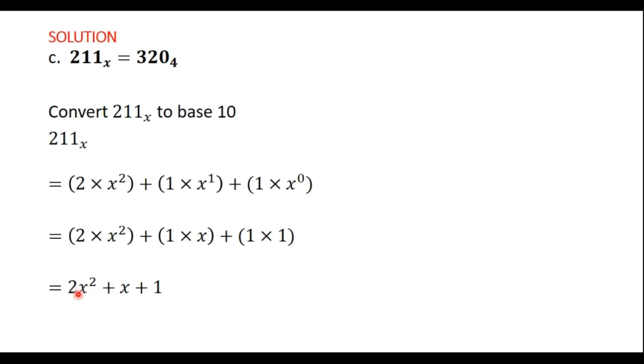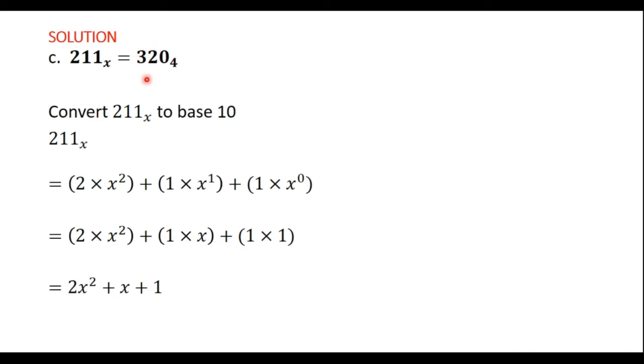If you watch the video on algebraic expressions, you will see that 2x squared and x are not like terms, so you can't add them. So we leave our answer like this, 2x squared plus x plus 1.